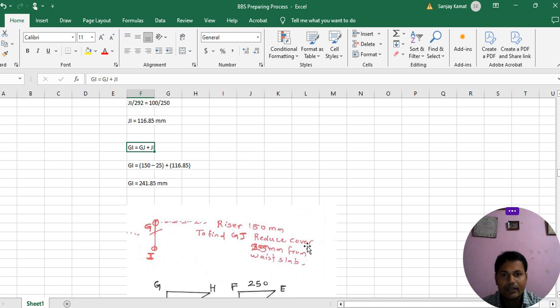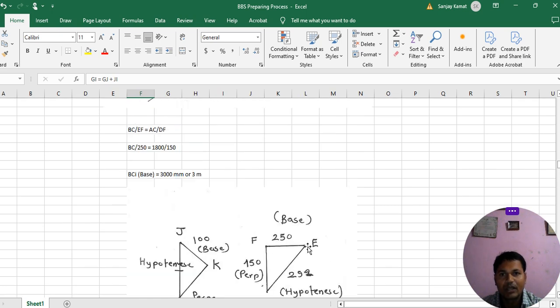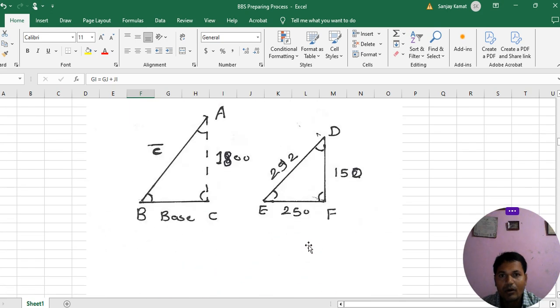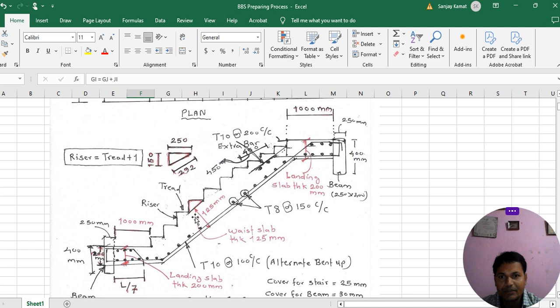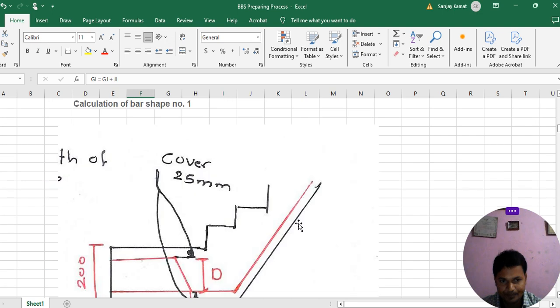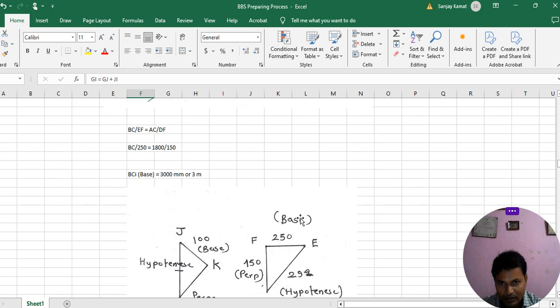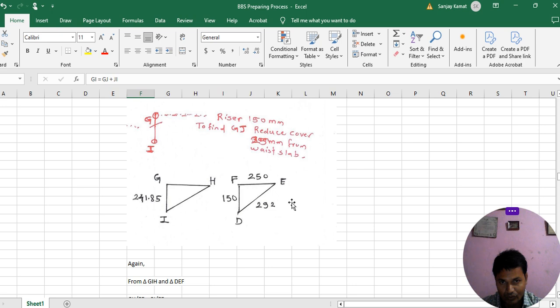Okay, waist slab, earlier I told you, I have shown you. Okay, waist slab is this. This is the gap between this. So waist slab thickness is this, as you can see in this figure. So now we are working for the GJ. Okay, to calculate the GJ, what to do?